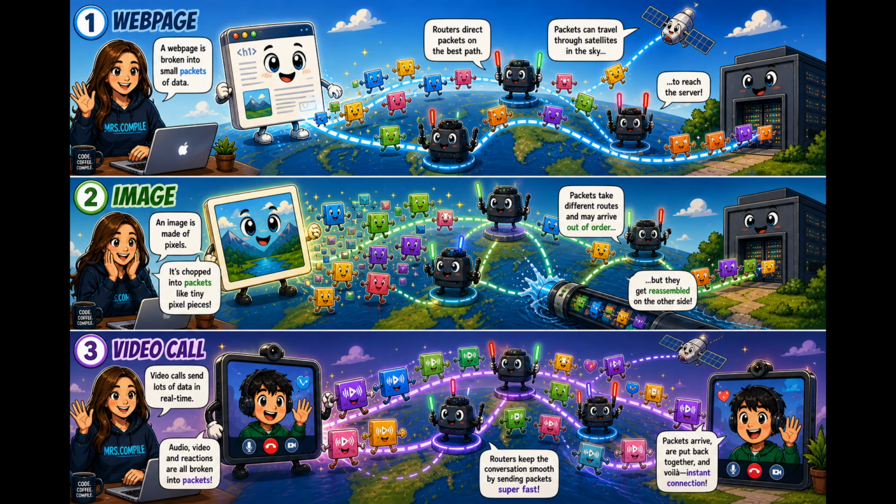That's exactly what the internet does. Every piece of data you send, like a web page, an image, a video call, gets broken into small chunks called packets. Each packet is typically about 1500 bytes. That's roughly 1.5 pages of text. Not very big.